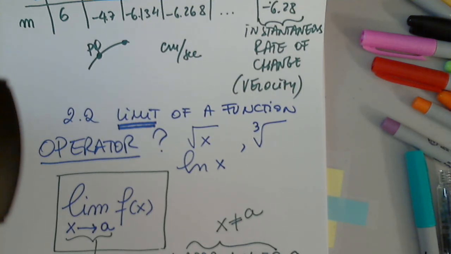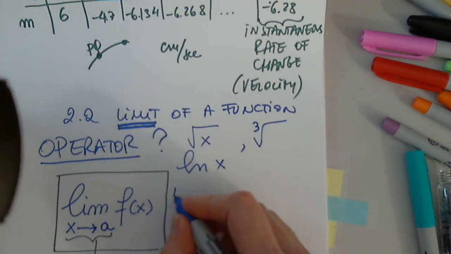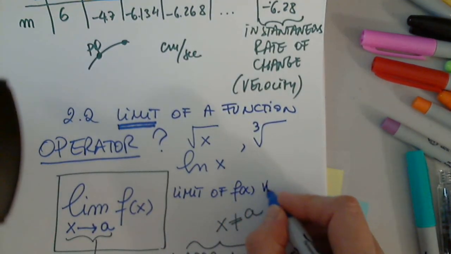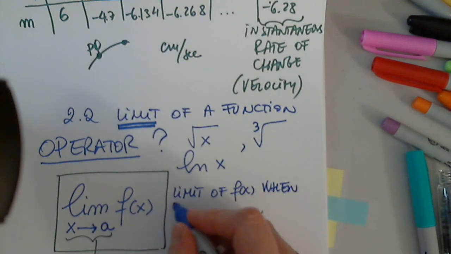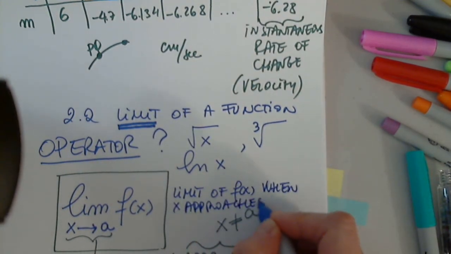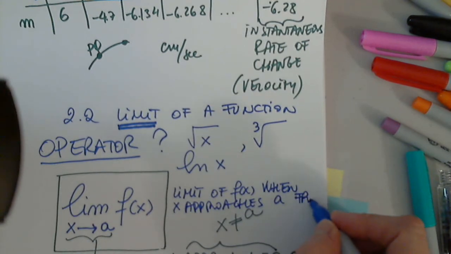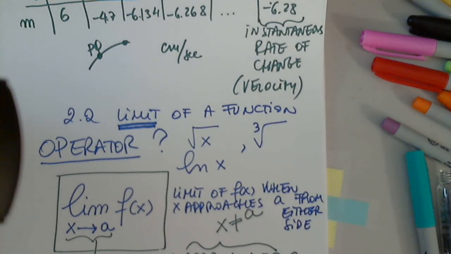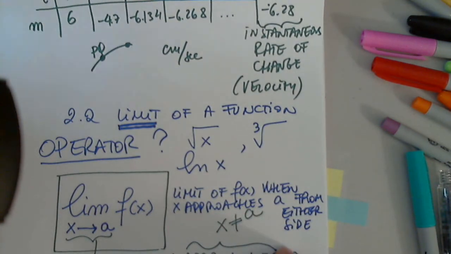Again, how do we read this? Limit of f of x when x approaches a from either side. The limit of f of x when x approaches a from either side.